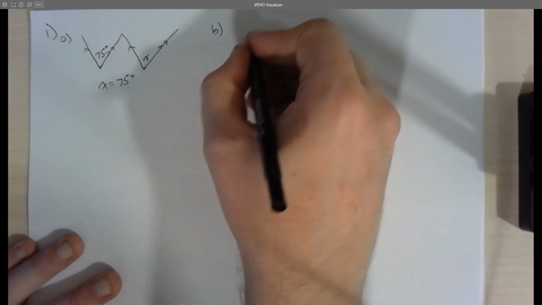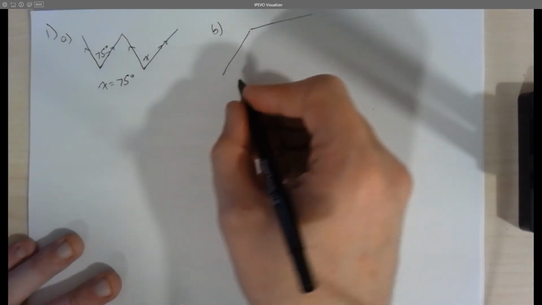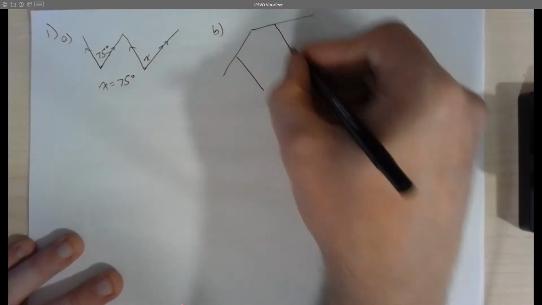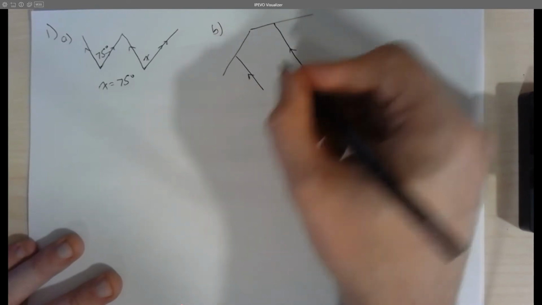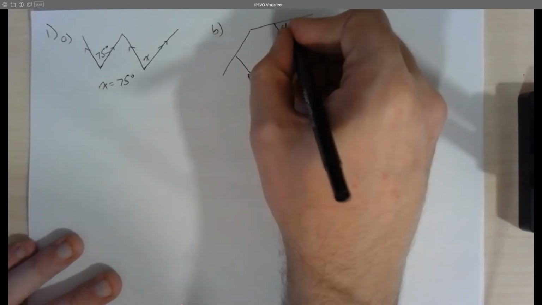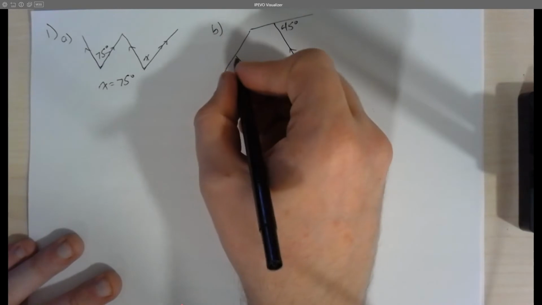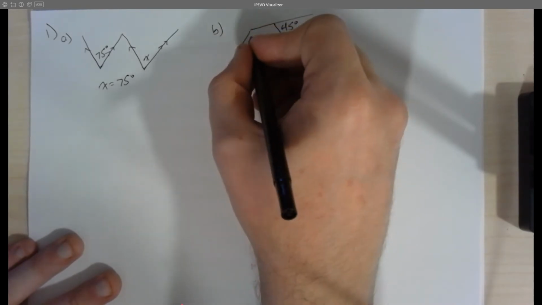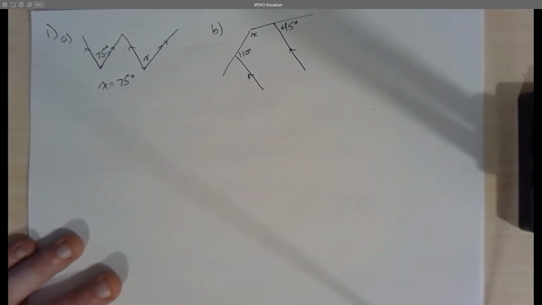B is not as easy as we go through. And so we're given this shape here. We're told that these are parallel. We know that this is 45 degrees. We know that this is 110 degrees. And we have to figure out this angle x here.